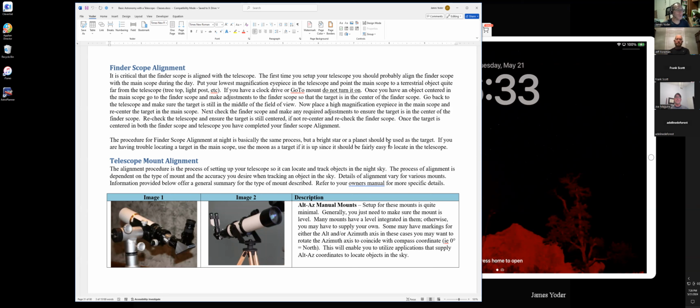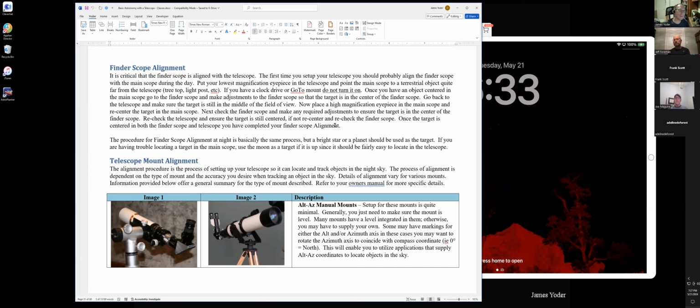Even the sun or the moon can be really hard to find because it's much smaller than you think it is. So getting that finder scope alignment is really critical in being successful early on. And the procedure is basically, you can do this during the daytime. It's easiest. Find an object like a telephone pole in the back, in a distance, and get your main scope on it. Then adjust your finder scope to it.